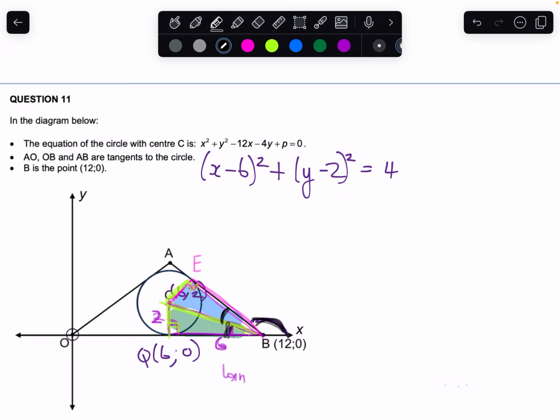And once we had this angle, we were able to find the gradient of this line because we had the angle of inclination. And so once we had the gradient, we could then find the equation of the line by subbing in the point that we know.